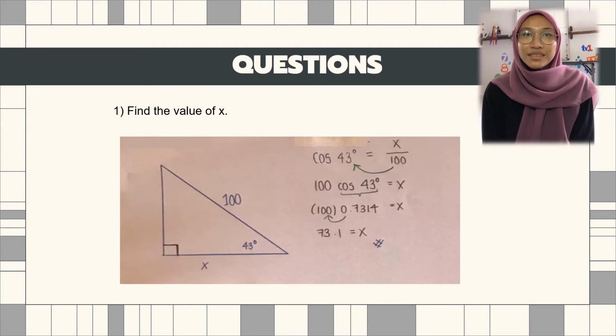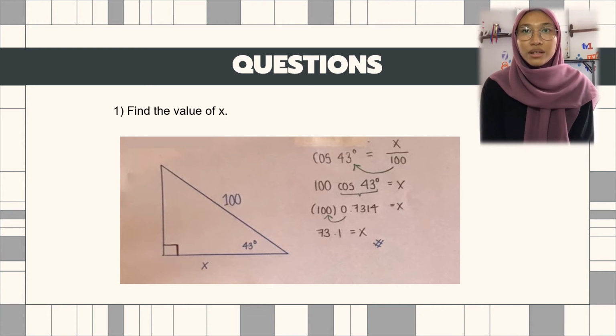So here are some questions of trigonometry. The first one is, we need to find the value of x, which is the adjacent. It's given in the diagram, the opposite and hypotenuse. So we can use the cosine formula. The cosine formula is cos theta equals adjacent over hypotenuse.